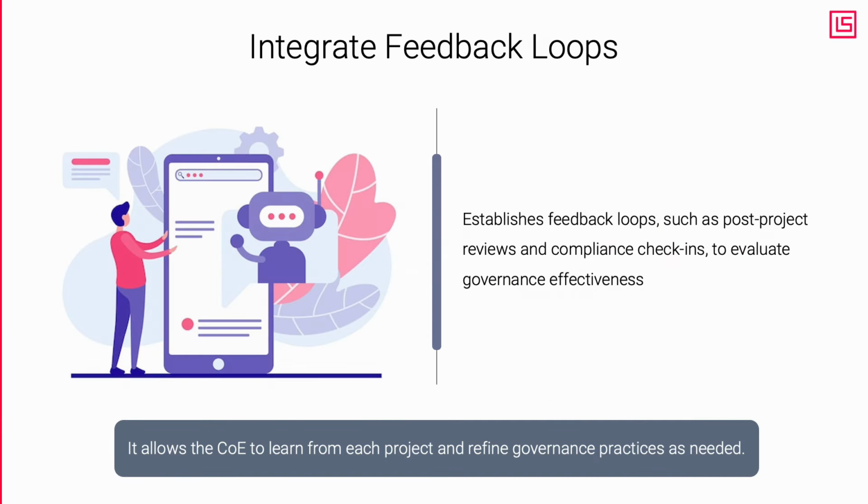Governance is an ongoing process. Establish feedback loops, such as post-project reviews and compliance check-ins, to evaluate governance effectiveness. This allows the CoE to learn from each project and refine governance practices as needed. By following these steps, the CoE can create a robust governance framework that not only meets regulatory standards, but also supports ethical, transparent AI development.